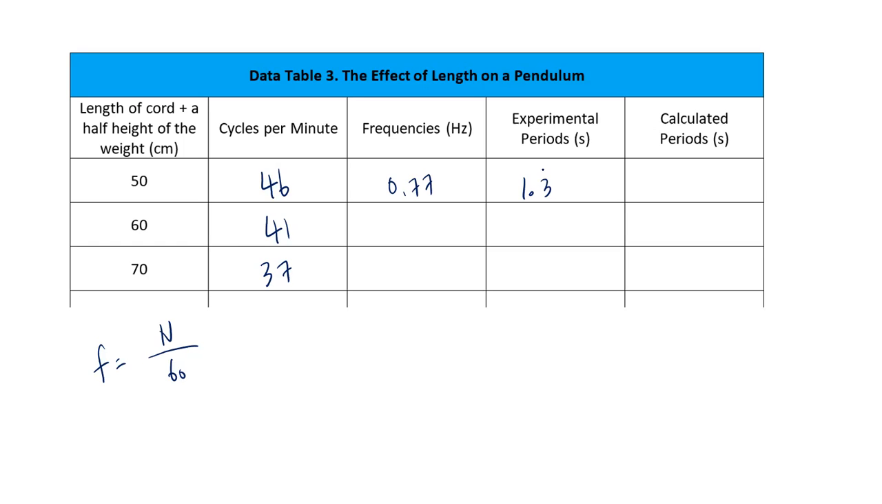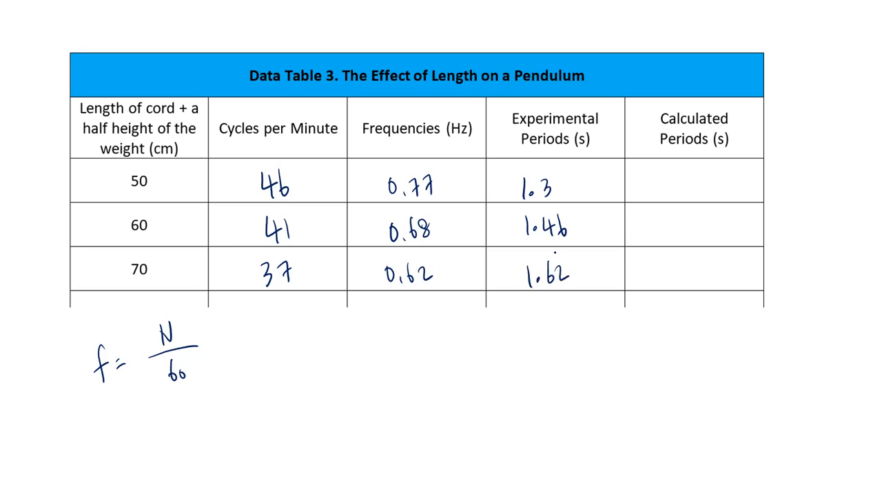Then this is 41 divided by 60 equals 0.68, and the inverse is 1.46. And what about 37 divided by 60, equals 0.62. And 1 divided by that gives a period of 1.62 seconds.